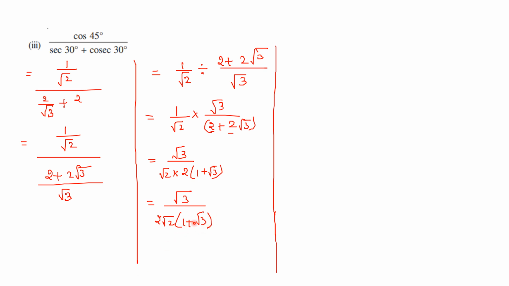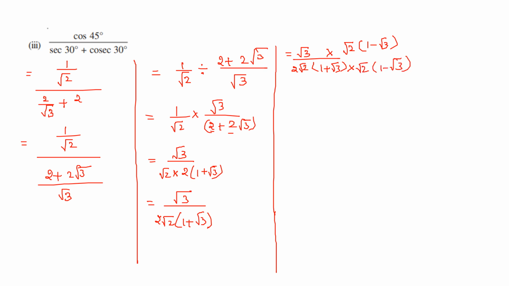It will be just the conjugate of it. 1 plus root 3 means it will be 1 minus root 3. So let's multiply numerator and denominator by its rationalizing factor. So it will be root 3 by 2 root 2 times 1 plus root 3. Let's multiply with root 2 into 1 minus root 3. You have to multiply in both numerator and denominator.